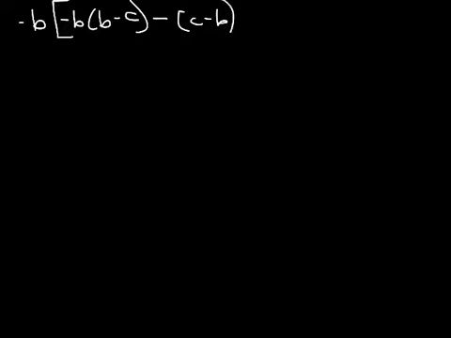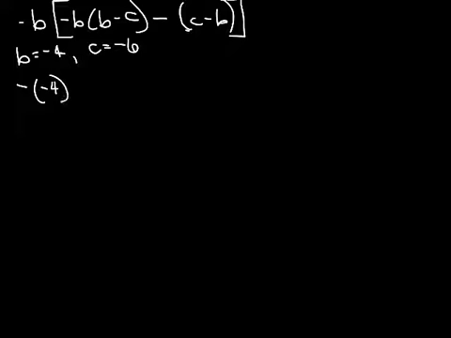Okay, 16.3. Oh my goodness. Let's see, we've got negative b, b minus c, minus the quantity, c minus b. And let's make my little quantity sign look a little prettier here. There. Alright, so we're saying that b is negative 4 and c is negative 6. So we're just going to start substituting.